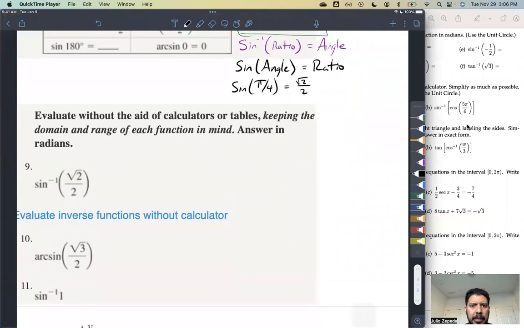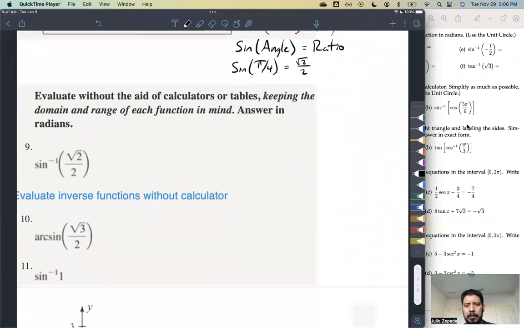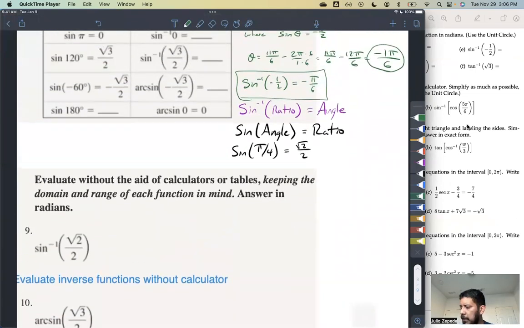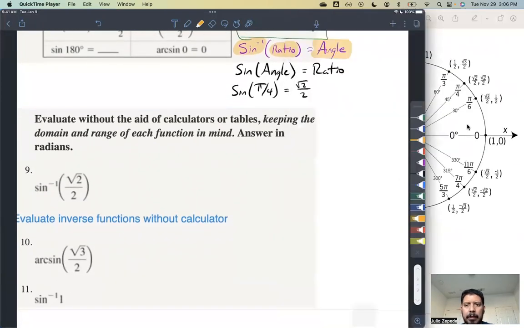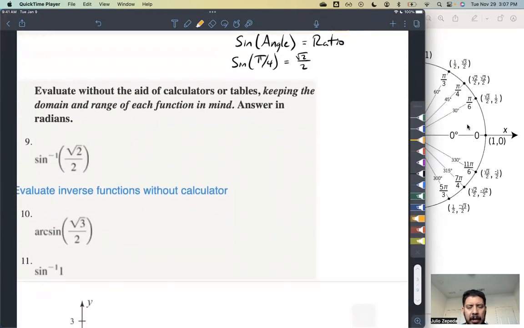So we're talking about the inverse sine function right now, the inverse trig functions. The main thing we need to remember is that for the inverse sine, we take the inverse sine of a ratio, and we want to know what angle has a sine equal to that ratio. Okay, so let's take a look at an example problem here. Problem number 9.